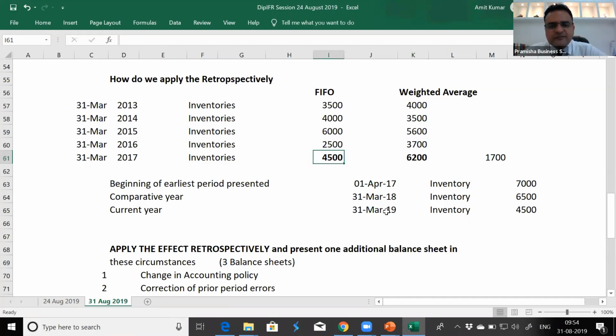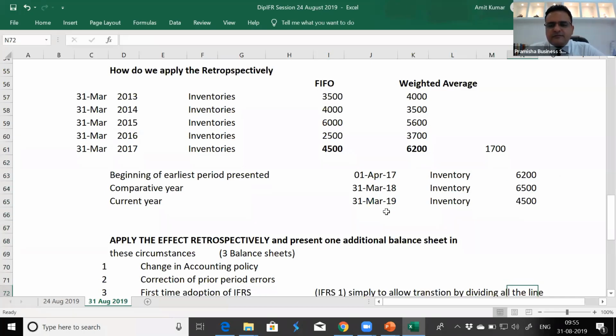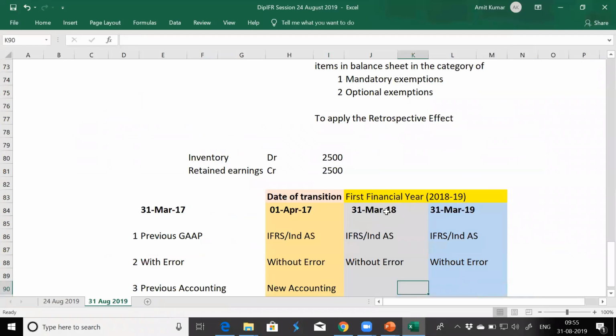What is the value today? Okay, so it is 4,500. So as on 31st March 17, in my balance sheet, actual inventory will be 6,200, right? Plus the 1,700 adjustment. So the difference will be 6,200 minus 4,500, and the new inventory value will be recorded at 6,200. Right. Got it. And the entry should be 1,700, is it? For the adjustment, right? Got it.